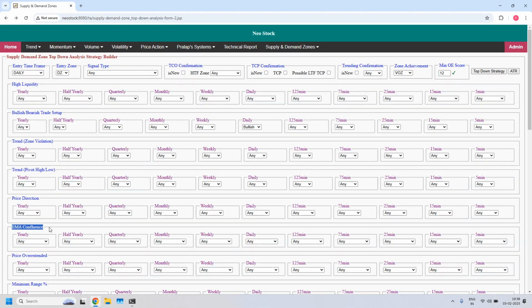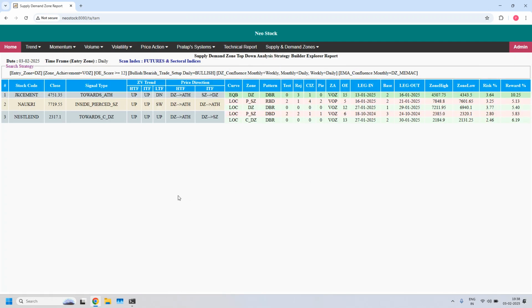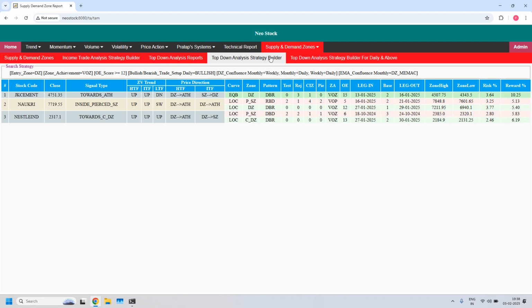So in the EMA Confluence at monthly time frame, I am setting the filter monthly demand zone having monthly EMA Confluence, and trend is already uptrend in all these stocks. So all the 3 stocks are filtered. That means these 3 are even more high probability trade setup supported stocks. I mean the demand zones. So this is about bullish trade setup for monthly income trade.